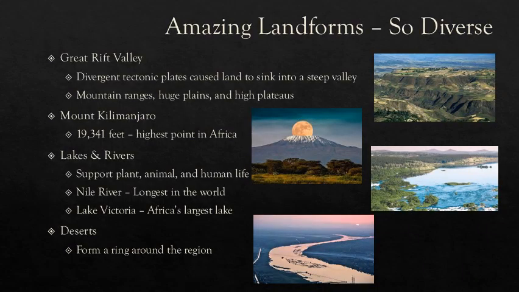Slideshow is going to focus on the geography of southern and eastern Africa. In eastern Africa, there are some amazing and beautiful landforms that are found throughout the region, eastern and southern Africa. One of them that we'll talk about first is the Great Rift Valley. The Great Rift Valley is at a place where there are two divergent tectonic plates.